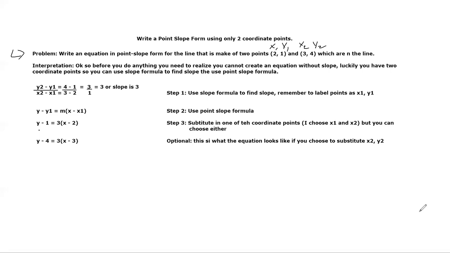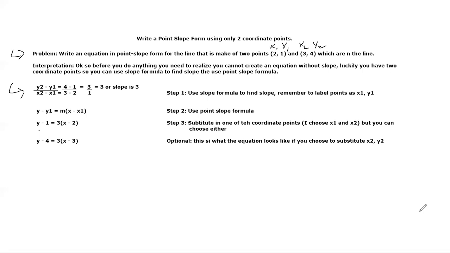Okay, so back to the problem, interpretation. Before you do anything, you need to realize you cannot create an equation without slope. Luckily, you have 2 coordinate points, so you can use the slope formula to find slope. That was worded really awkwardly. The point is, before you do anything, if you're only given 2 coordinate points, the first thing you should always do is use the slope formula to find the slope.